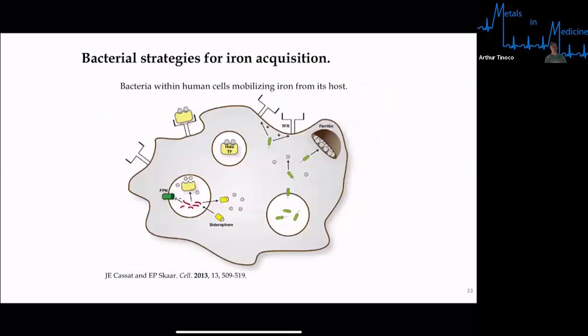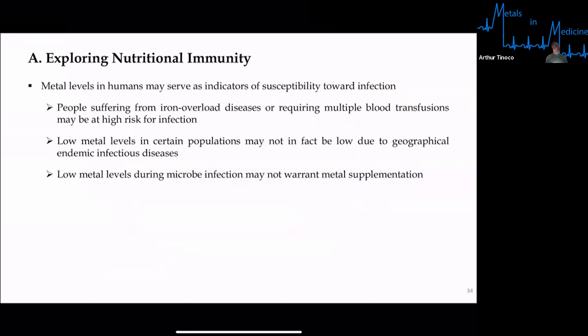And this is a representation of within the actual cellular environment, how bacteria can actually mobilize ferritin, and does have storage of iron within the cells to be able to access that metal. All right, so something that's really important is this idea of metal levels and indicators of susceptibility towards infection. All right, so people suffering from iron overload diseases or requiring multiple blood transfusions, they would likely be at high risk for infection. Clearly because they have such an overdose of iron, that's something that pathogens would actually love.